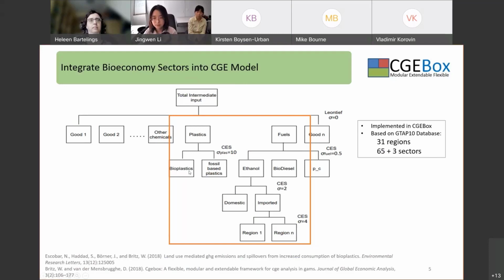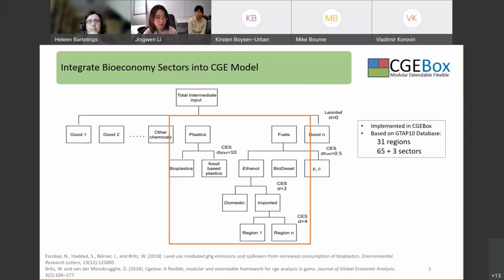We also allow the substitution between bioplastic and fossil-based plastics equals to 10 at the beginning, and the substitution between biofuels and other fuels equals to 0.5, which is actually pretty small, that we assume there are more complements instead of substitutes. And we implement this model in CGBox, which is actually a platform that extends the standard GTAP model into more flexible modules, like for land use, for emissions, for trade, value chain, for energy sectors, and the whole data is based on the GTAP database.